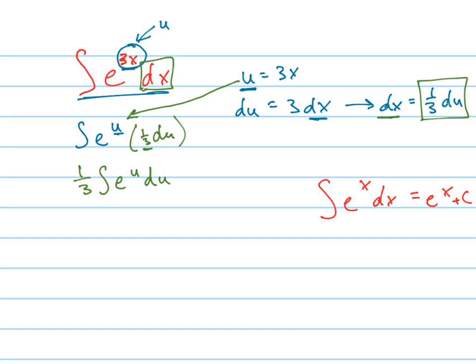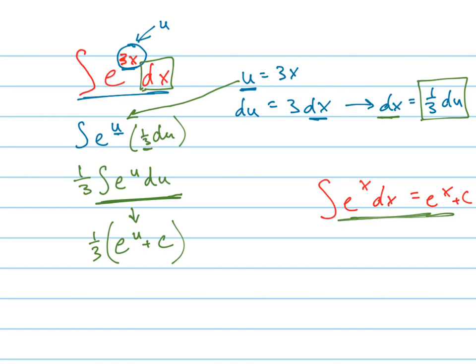And now what can I do with this? Do I know this? Yeah, just like I knew this. What's that equal to? e to the u plus C, right? But then, of course, I have the 1/3 out front. And am I done? No. Because why? Let's put your 3x in. Yeah, because I didn't want to solve for u. I wanted to solve for x. Or I wanted to simplify it with respect to x.